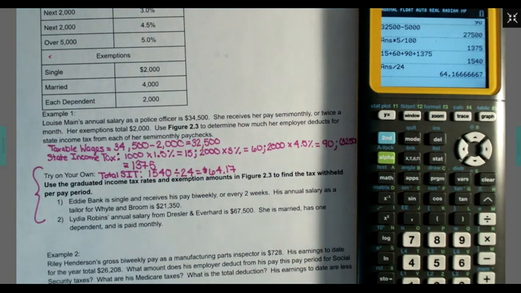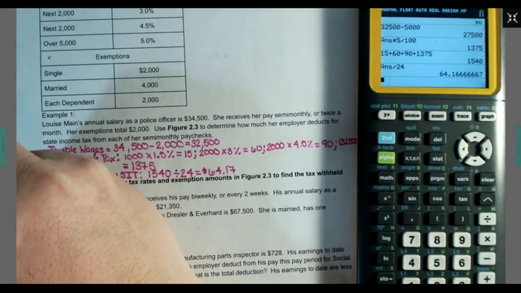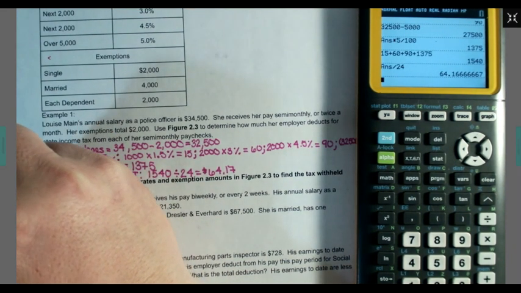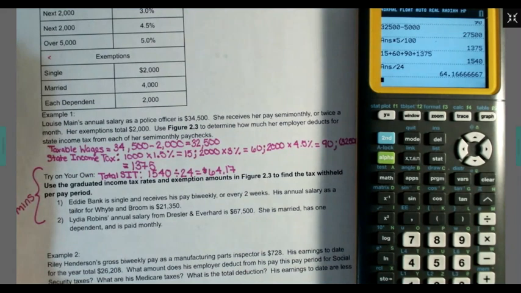It says, use the graduated income tax rates and exemptions amount in figure 2.3 to find the tax withheld per pay period. For questions 1 and 2, I want you to take about 10 minutes to answer questions 1 and 2 in the Try These on Your Own section. Go ahead, pause your videos now.